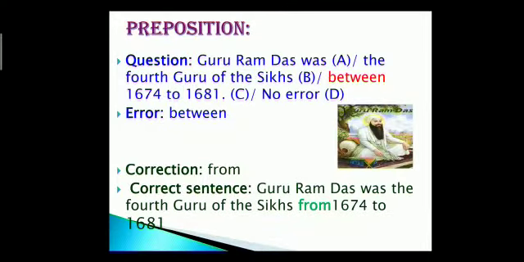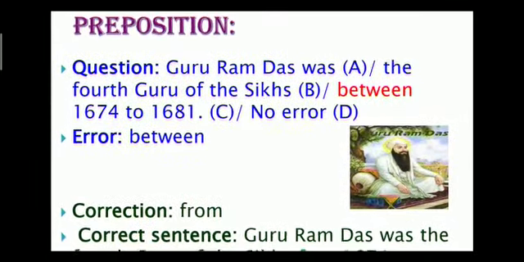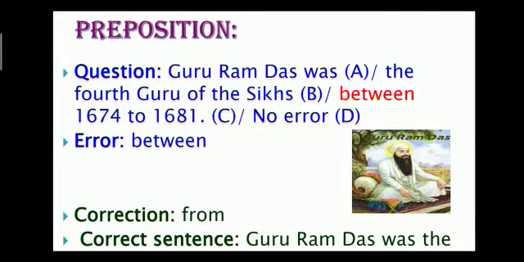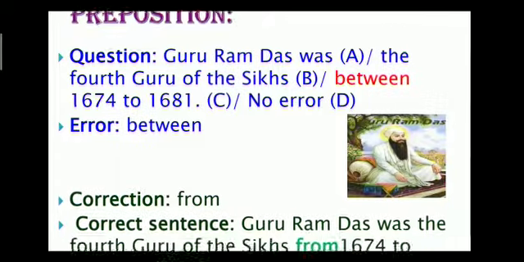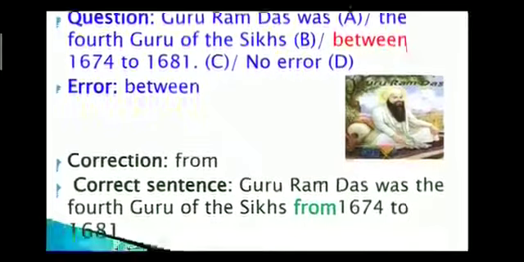Next example on preposition. Guru Ram Das was the fourth Guru of the Sikhs between 1674 to 1681. In this sentence, the error word is between. The error is in the fourth part of the sentence. The years 1674 to 1681 form a range. When we talk about a range, the preposition that is used is from. The correct sentence is: Guru Ram Das was the fourth Guru of the Sikhs from 1674 to 1681.